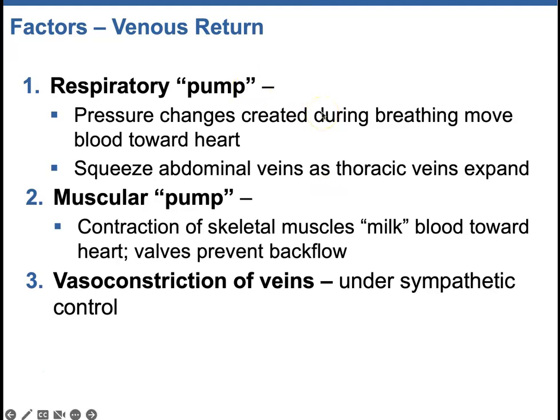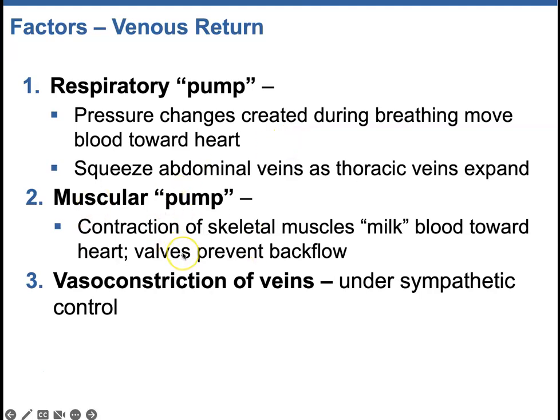Then our respiratory pump, our muscular pump, and the vasoconstriction of veins under sympathetic control help with the venous return from our systemic venous circulation. So the lungs, when you breathe in, you squish down and create pressure on the vena cava. Then when you exhale, it relieves that pressure and the blood continues to flow back to the heart. So that's what we're doing up in the chest.